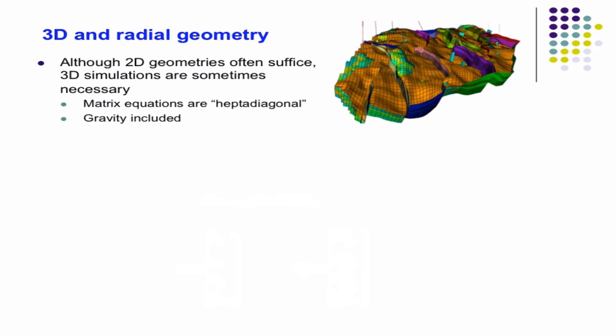When we go to 3D, we absolutely have to have gravity if you want an accurate simulation. But other than that, they're no different, except the matrix equations are now heptadiagonal. On your midterm exam you had a question: how many non-zero entries are in one row of the transmissibility matrix? Yes, hepta. And of course, gravity is included. So ultimately you have equations identical to what they were, with this gravity term on the right-hand side that was defined in the previous slide.